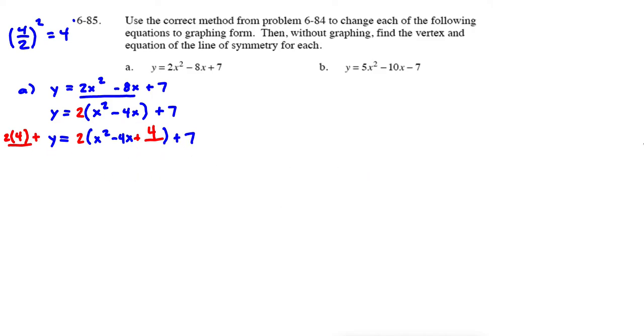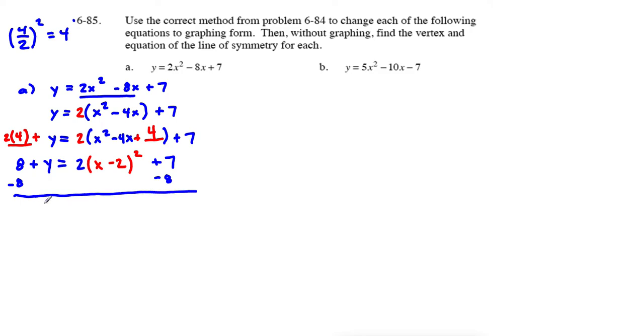Let's go ahead to that next step. Let's simplify. 2 times 4 is 8, so we have 8 plus y equals, this is going to be 2, and then this factors into the quantity of x minus 2 squared plus 7. Our last step here would be then to go ahead and subtract an 8 from each side. And we end up with y equals 2 times the quantity of x minus 2 squared minus 1.